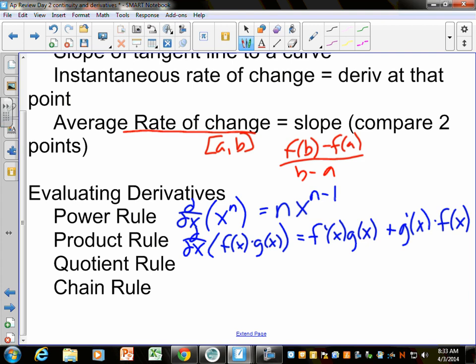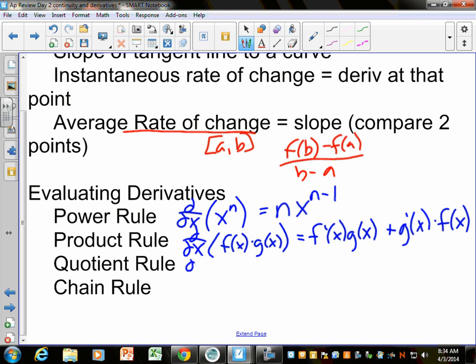And the quotient rule, on the no calculator multiple choice part, I know for sure there will be questions asking you to find the derivative using the power rule, the product rule, the quotient rule, and the chain rule. Because on that no calculator part of the test, they want to know that you know the basic rules. And so that's why I want to just make sure that you know these.